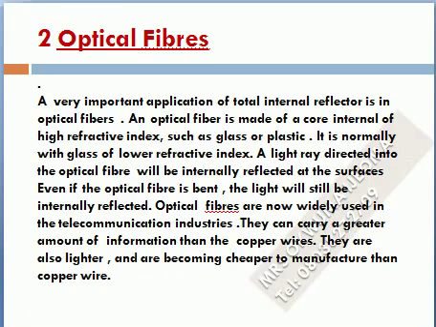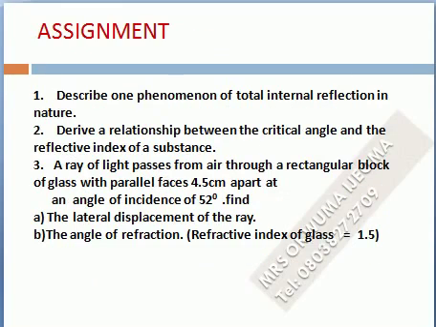Now we look at the assignments. Number 1, describe one phenomenon of total internal reflection in nature. Number 2, derive a relationship between the critical angle and the refractive index of a substance. Finally, number 3, a ray of light passes from air through a rectangular block of glass with parallel faces 4.5 cm apart at an angle of incidence of 52 degrees. Find, number 1, the lateral displacement of the ray. Then secondly, the angle of refraction, and you're given the refractive index as 1.5.